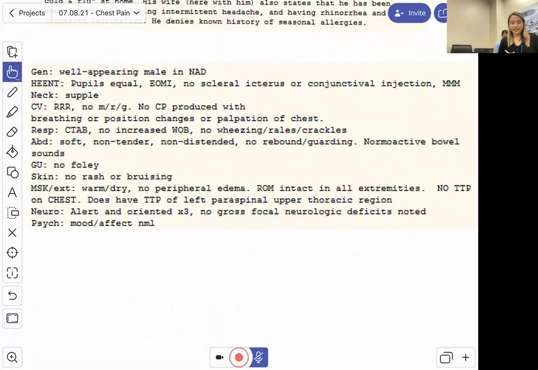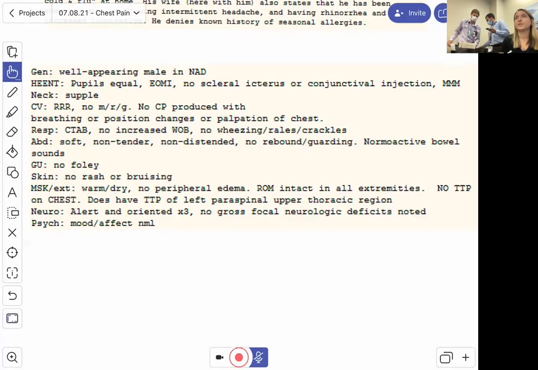And so here in his cardiac exam, the person who looked at him commented that he's regular rate and rhythm at that time. He's got no murmurs. His chest pain's not reproducible with breathing or positional changes or with palpation of his chest wall. His pulmonary exam is fine. And then for his musculoskeletal exam, he's having some tenderness on his left paraspinal upper thoracic area as well. Any questions on this?